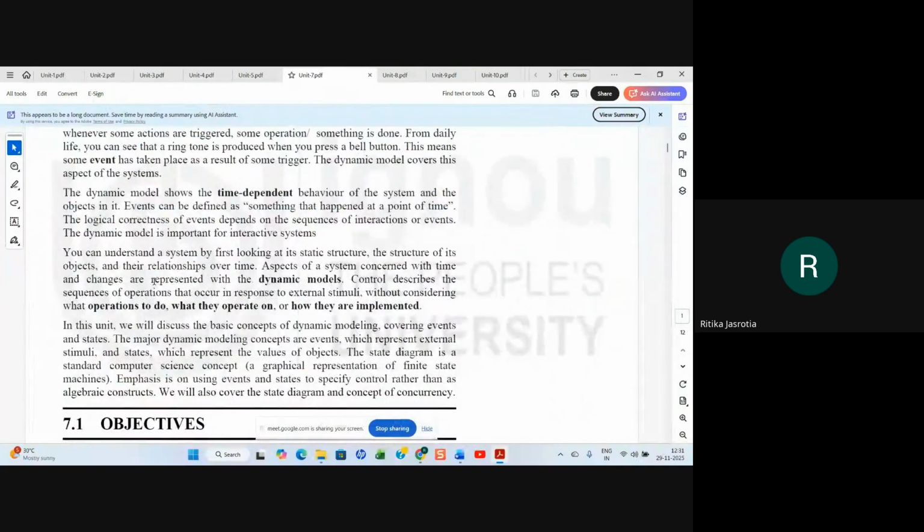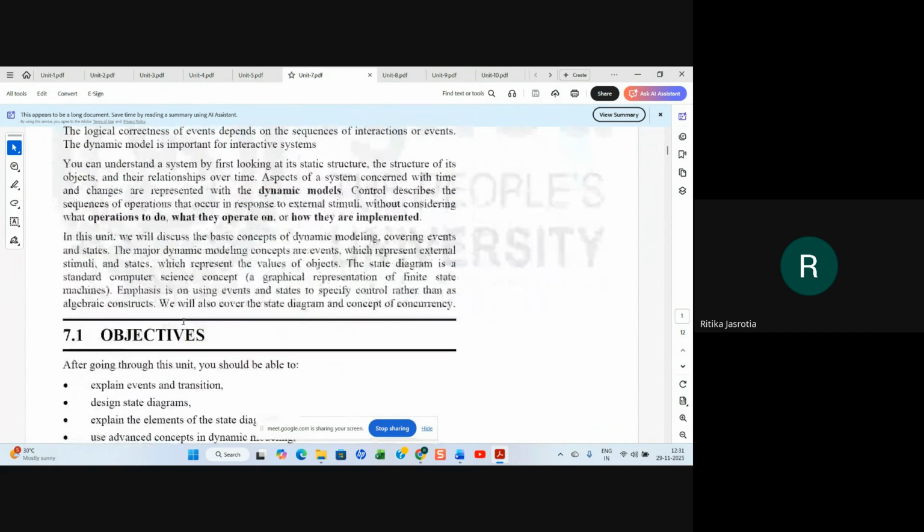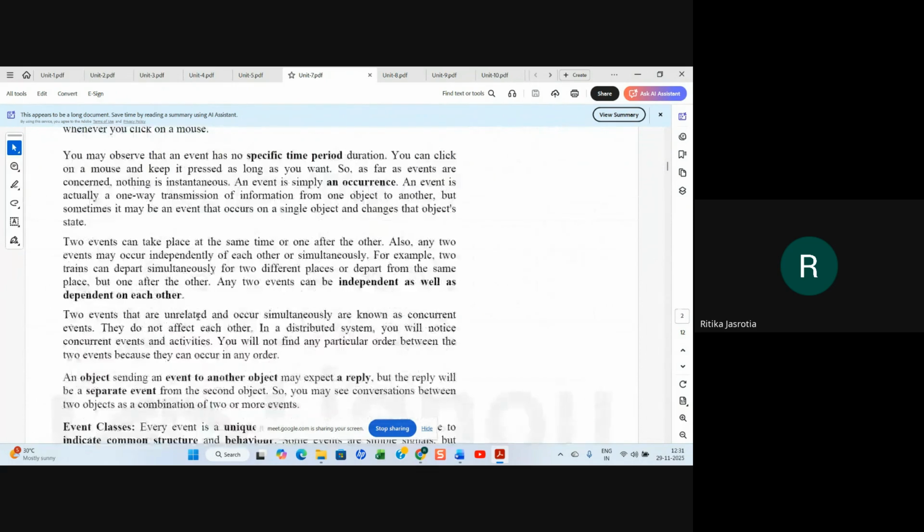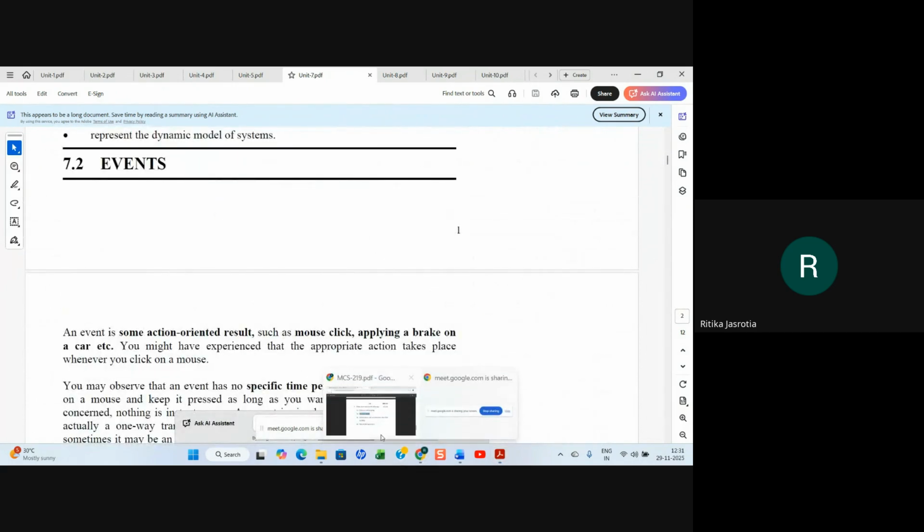So the structure of objects and aspects of a system concerned with time and changes are represented with dynamic models. Control defines the sequence of operations that occur in response to external stimuli, without considering what the operations do, what they operate on, and how they are implemented. So that is what the dynamic model is all about.